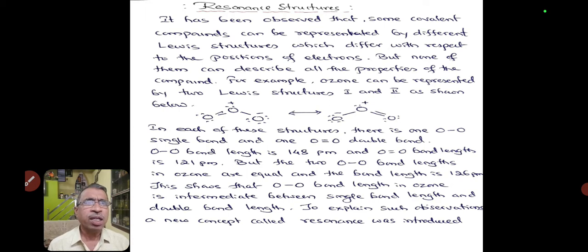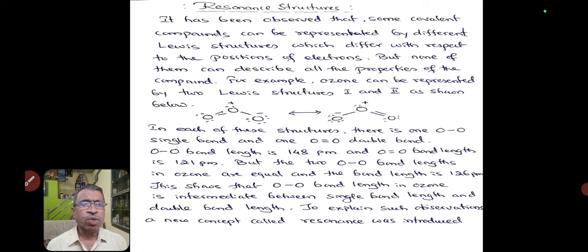It has been observed that some covalent compounds can be represented by different Lewis structures which differ with respect to the positions of electrons. But none of them can describe all the properties of the compound. For example, ozone can be represented by two Lewis dot structures 1 and 2 as shown below. In all the three oxygens, we have the same number of electrons. In each of these structures, there is one O-O single bond and one O=O double bond present.